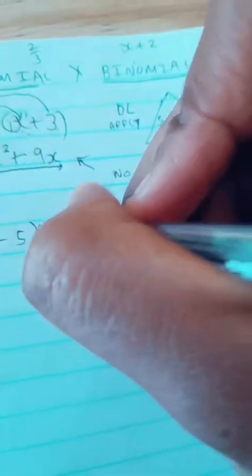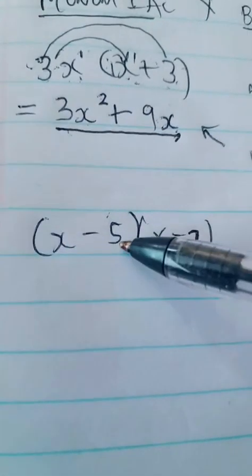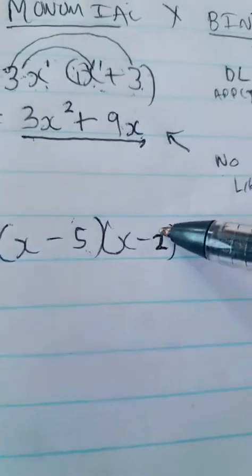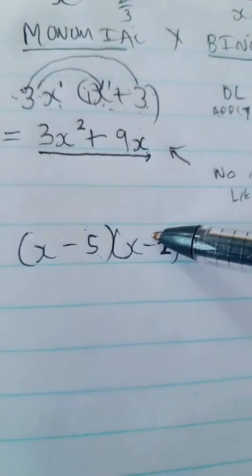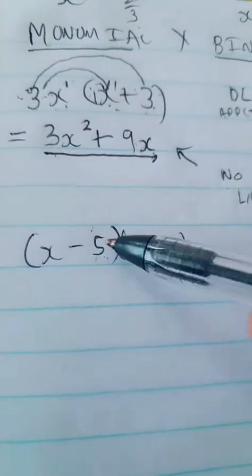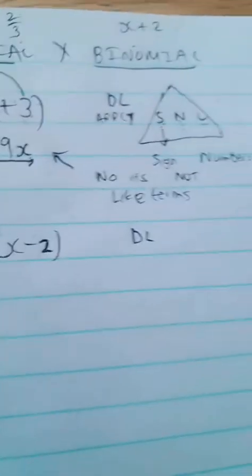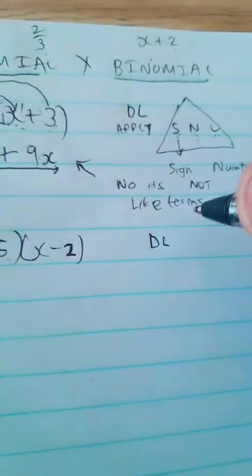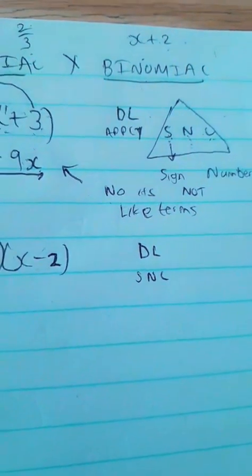The next one was x minus 5 into x minus 2. Okay, what do we have here? Inside the bracket we have a binomial, and inside this bracket we have a binomial, two terms. So it's a binomial multiplied by another binomial. What do we do when we are multiplying a binomial by a binomial? We still use the distributive law, and when we use it, we ensure that we apply S and L. Multiply the signs, multiply the numbers, multiply the letters.